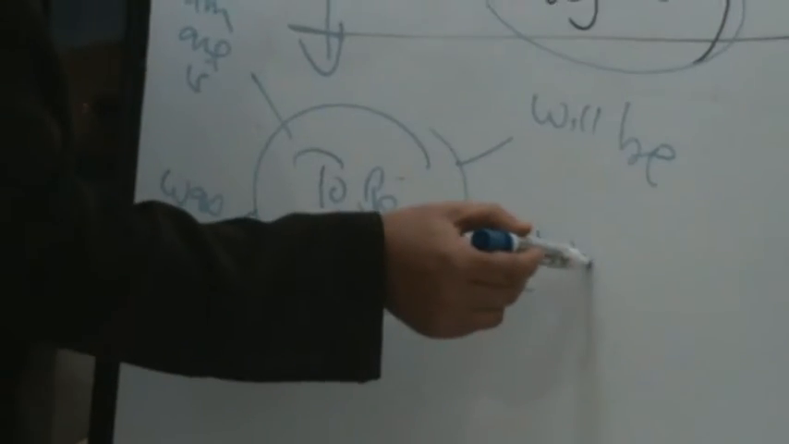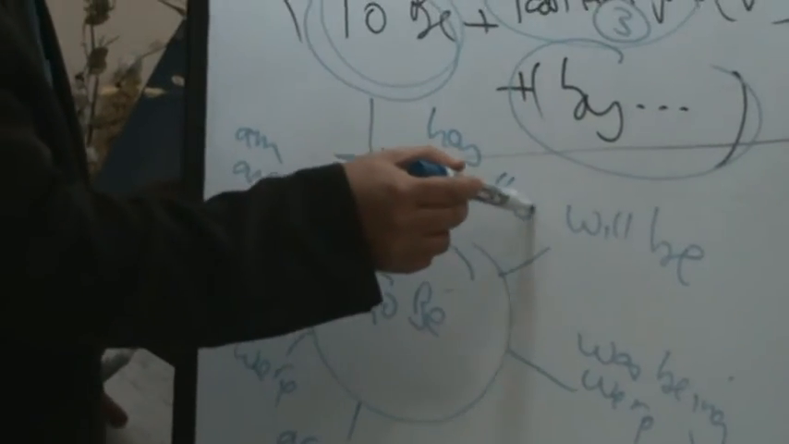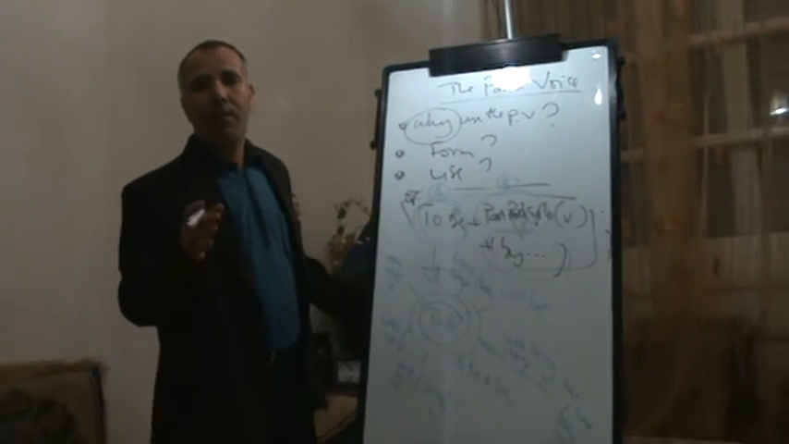Sometimes it is was being or were being. Sometimes it is simply are, is, or am being. Or it is has or have been. And of course had been and will have been. What is all this? All this is verb to be in different tenses.